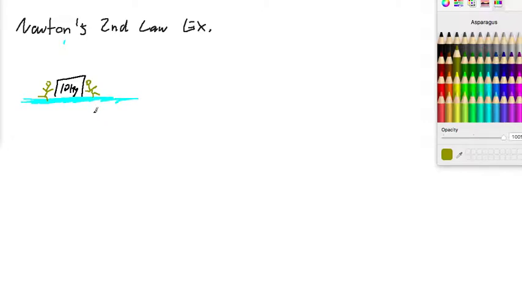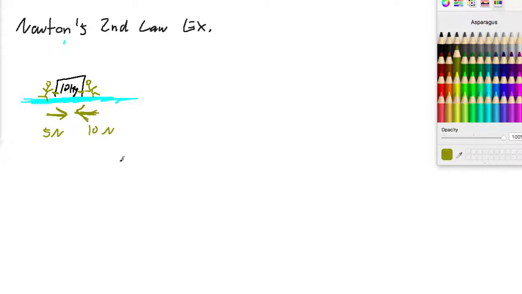So this person is applying 10 newtons going that way. And this person is applying 5 newtons. Both of them are perfectly horizontal to the surface, right? So this person is applying it here, this person is just applying it here on the same plane.